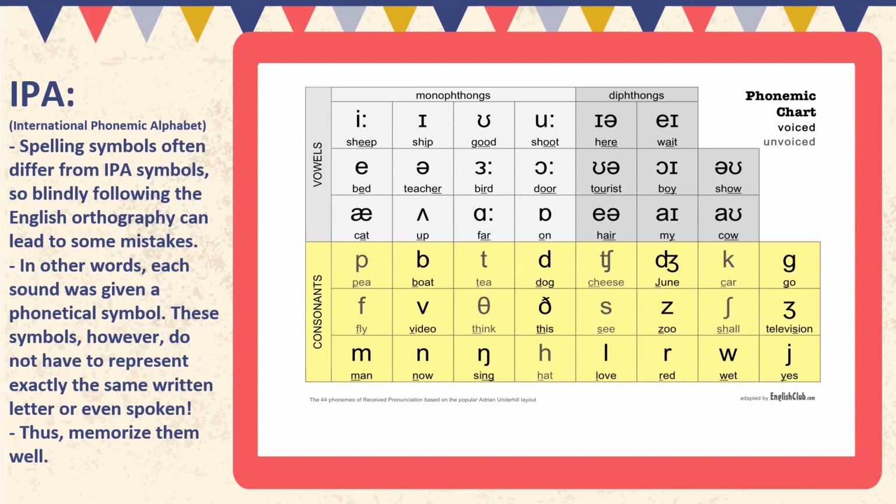In other words, each sound was given a phonetic symbol. كل صوت عندنا إلو رمز بعلم الأصوات. These symbols, however, do not have to represent exactly the same written letter or even spoken. Thus, memorize them well. بمعنى آخر إنه أنا في عندي حروف. الصوت ورمز الصوت تاعها نفس الحاجة. ما في مشاكل. أكيد حنشوف كيف.